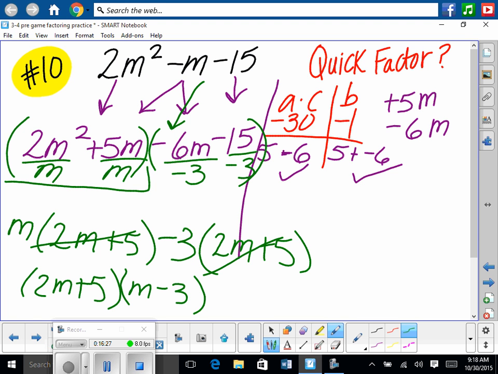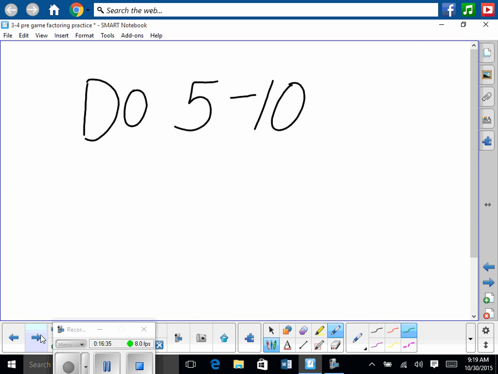All the problems except for number 9. Skip number 9. So just write skip on that one. And then do the others. So you're going to do problems 5 through 10, but skipping number 9. No number 9. So practice those for a minute and then we'll move on.